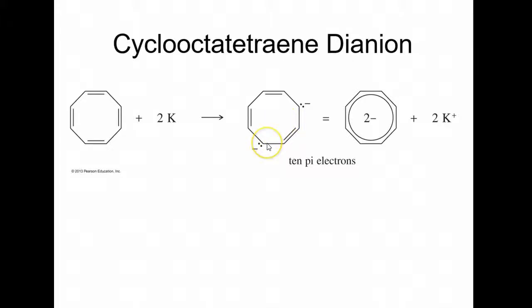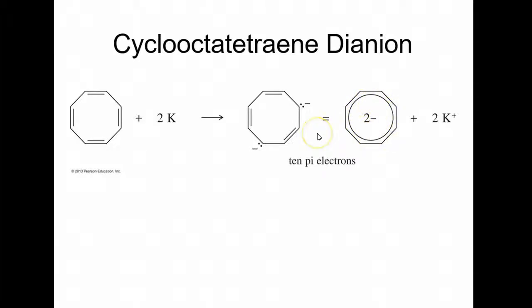You have a compound with two negative charges. So before learning about aromatic compounds, you would probably say, yeah, that doesn't look very stable. But you have 10 pi electrons. Let's assume this is planar. What do you guys think? Do you think this can form?